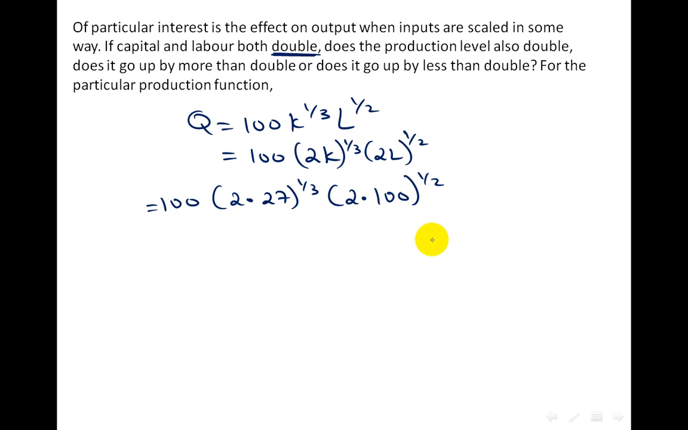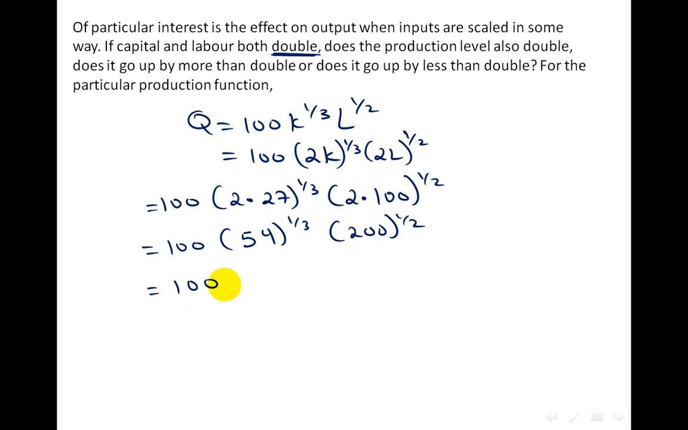Okay. So we'll have here 100 times 54 to the power of 1/3, and here 200 to the power of half. Please use your calculator here. Just first take out the cubic root of 54, which is 3.779. Of course, I'm not going to write it. I'll just multiply it with the square root of 200, and then I'll multiply it by this 100.